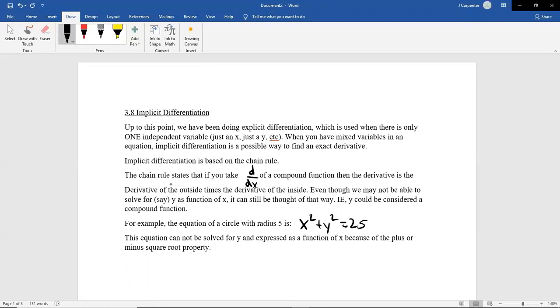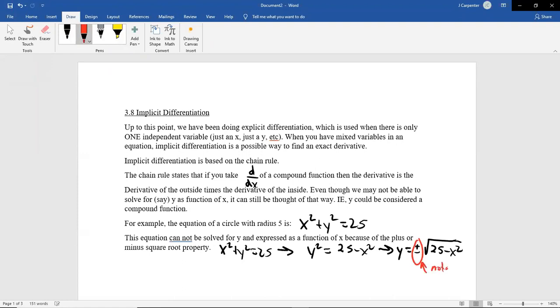If you try and solve this for y, I'm just going to show you really quickly. x squared plus y squared equals 25. Subtract x squared on both sides, you get y squared equals 25 minus x squared. Then you take the plus or minus square root of both sides to get y equals plus or minus square root of 25 minus x squared. But because of the plus or minus, this is not a function. So you can't write y as f of x.